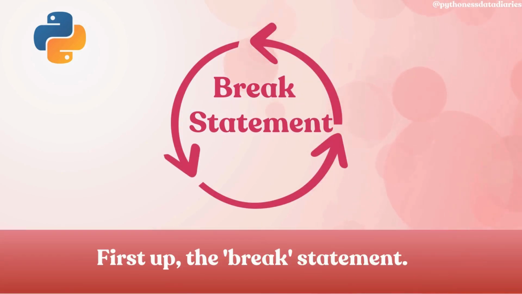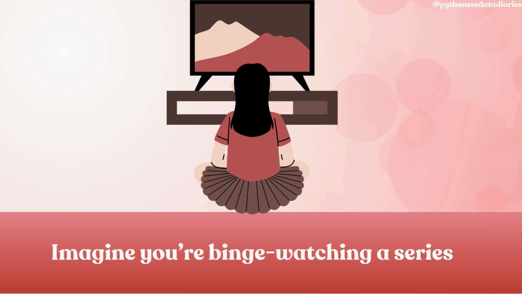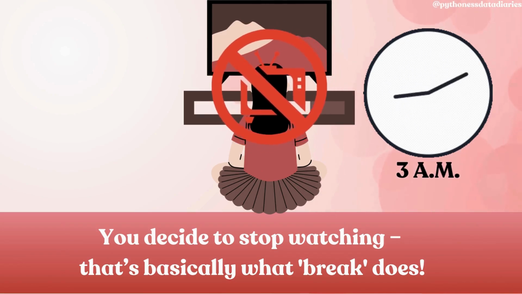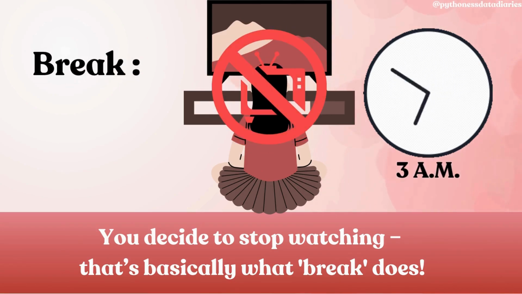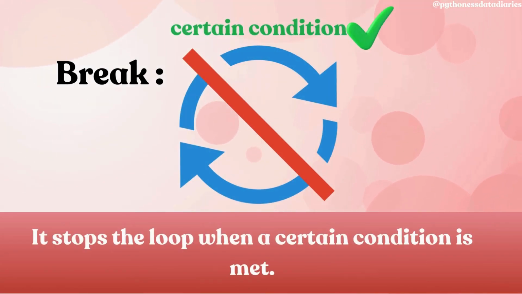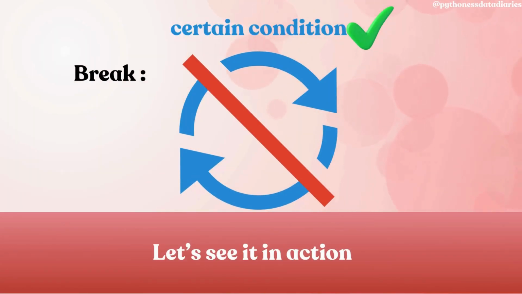First up, the break statement. Imagine you are binge watching a series and suddenly you realize it's 3 am. You decide to stop watching. That's basically what break does. It stops the loop when a certain condition is met. Let's see it in action.